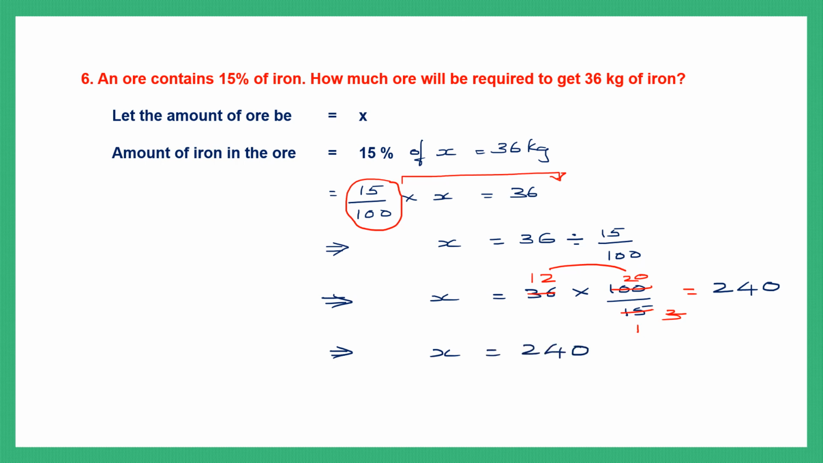And what is X? X is the amount of ore. So the amount of ore required, isn't it? So the amount of ore is X, and that is 240 kg. So let's write it there. 240 kg is the amount of ore required. So this is our answer.